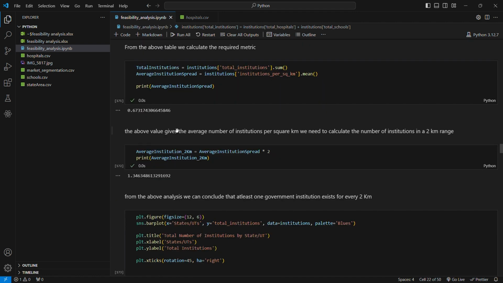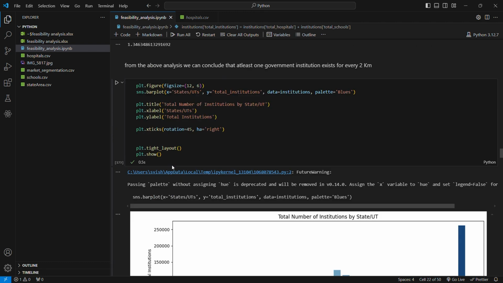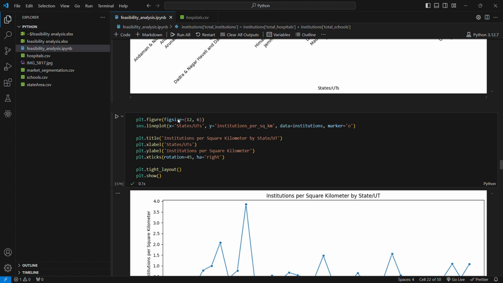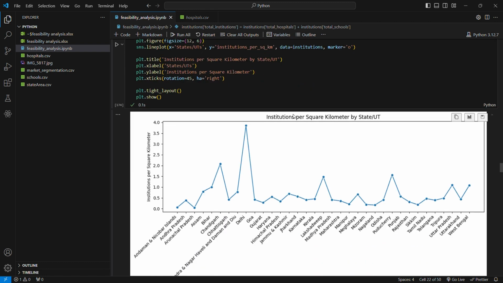So now that we concluded that there is at least one government institution in this 2 kilometer range, if we market this product to the government instead of to the regular people, we'll be able to make sure that this product is completely viable and operational in the market. So this graph shows the number of institutions in every state, and the next graph shows the spread of the institutions in that area.